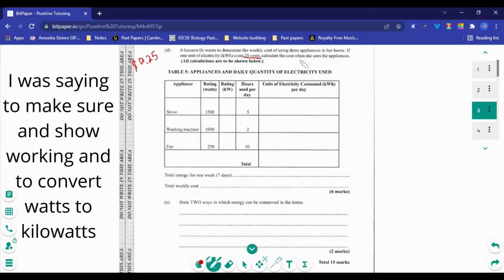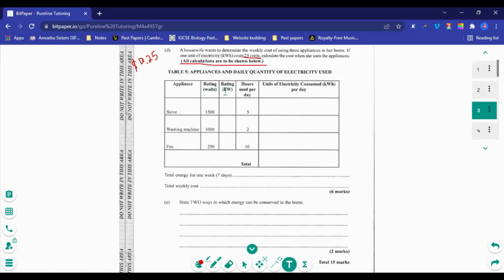To calculate the cost, we're taking the cost of using the appliances, converted into kilowatts.